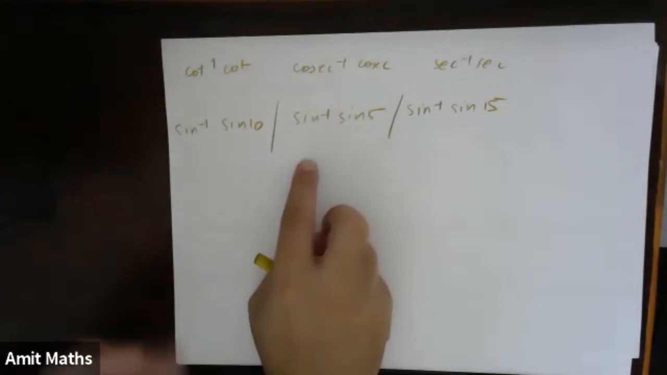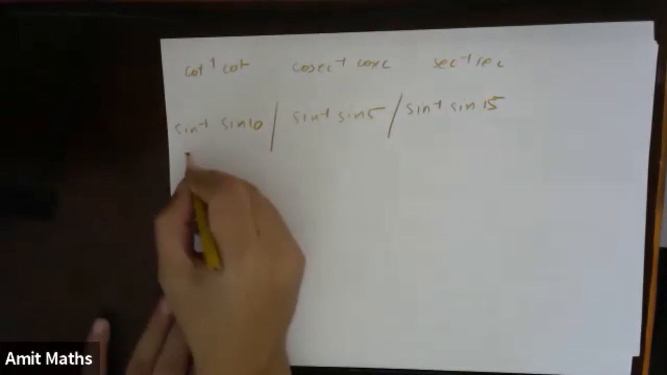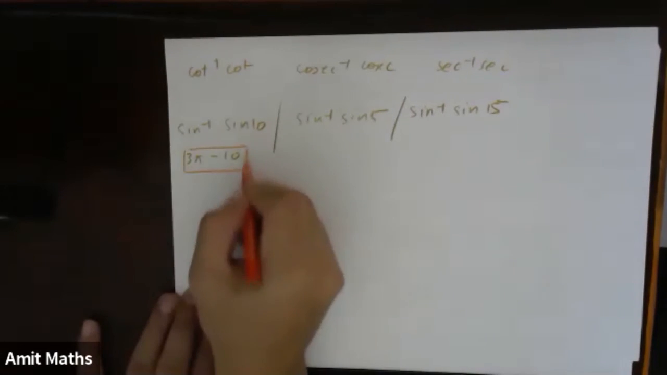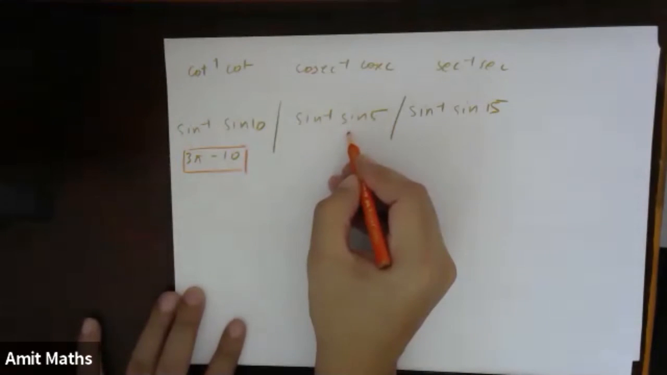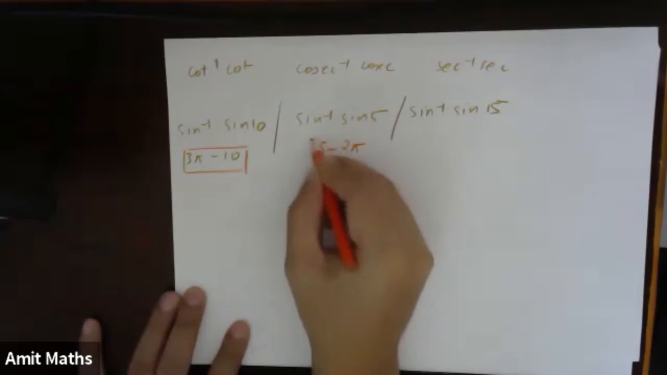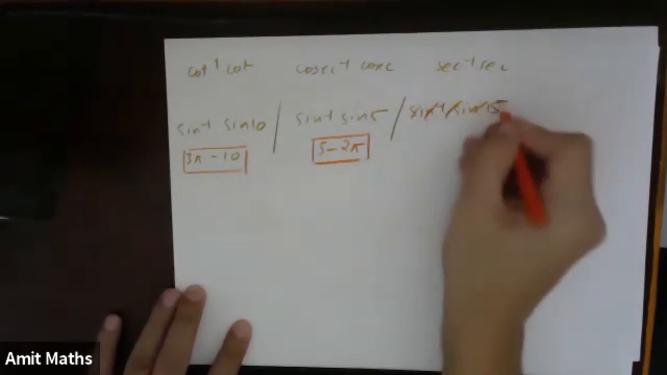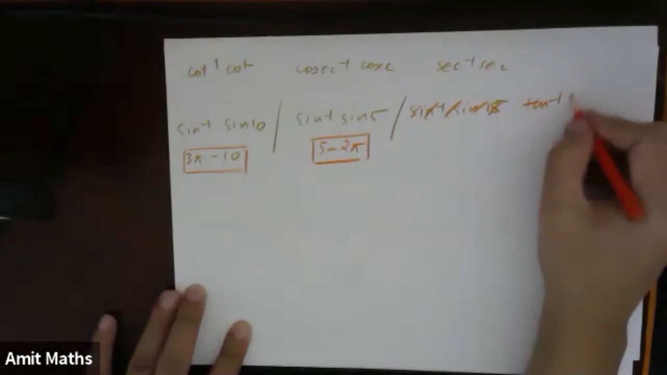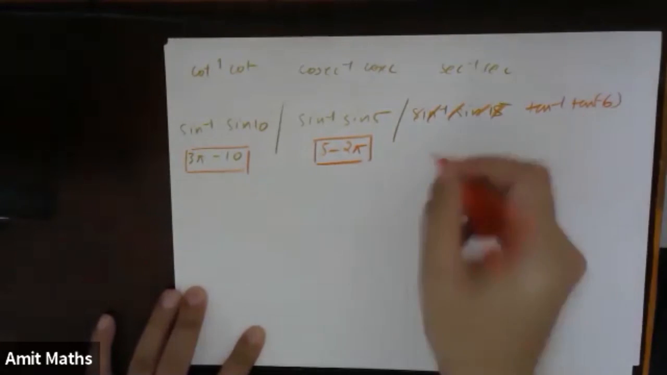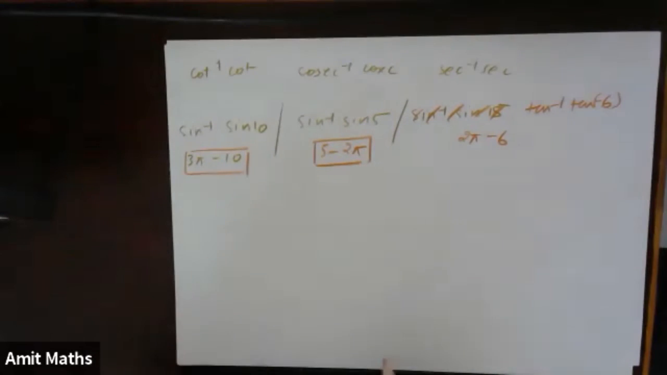So I will tell you for the first two. Sine inverse of sine of 10, you will get 3 pi minus 10. The answer I am writing is 3 pi minus 10. Sine inverse of sine of 5, you will get 5 minus 2 pi for the second one. And sorry, this is tan inverse of tan of minus 6. For this one you should get the answer 2 pi minus 6.